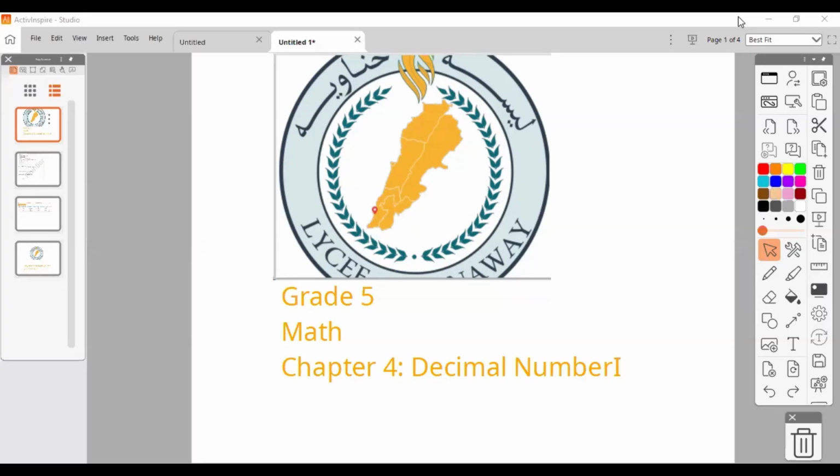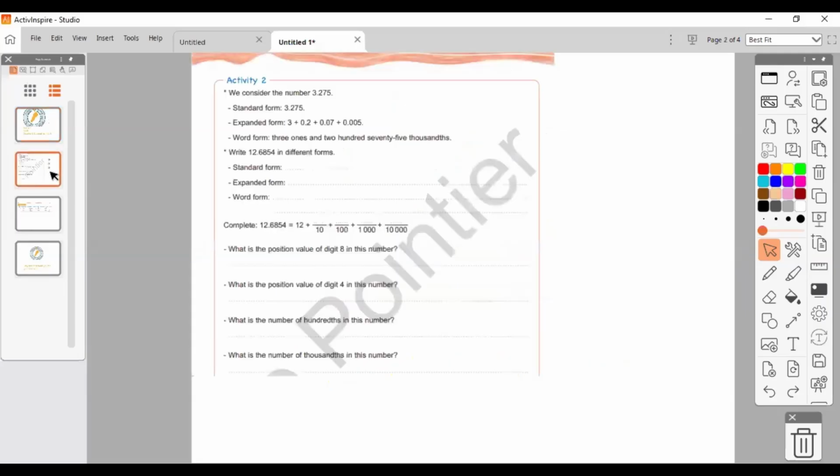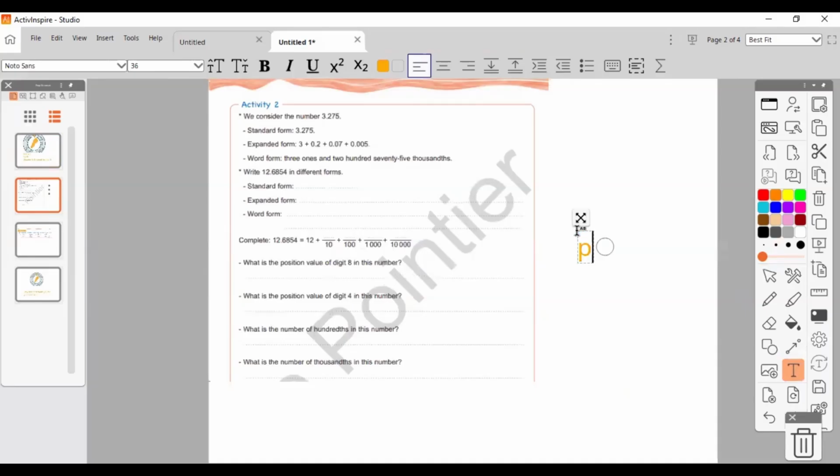Today we are going to start with chapter 4, which is decimal numbers 1. So let's open together on page 61. So page 61. Before we start, let's revise first of all what's a decimal number.